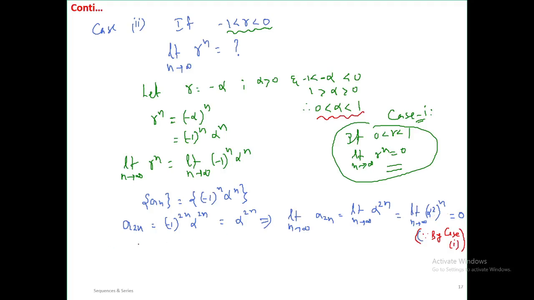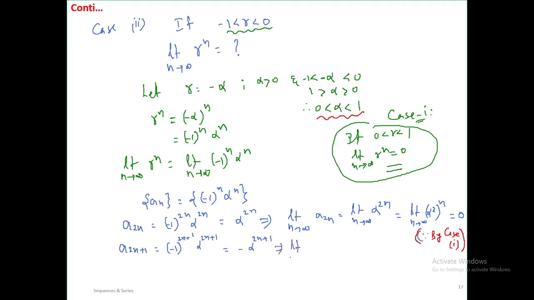And let us look at the second subsequence, a 2n plus 1. First, the two subsequences we have to take. So minus 1 whole to the power of 2n plus 1, so alpha power 2n plus 1. Now this will be minus alpha power 2n plus 1, because minus 1 whole to the power of an odd number is always negative.